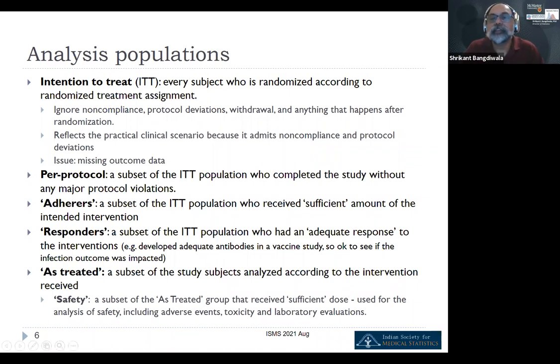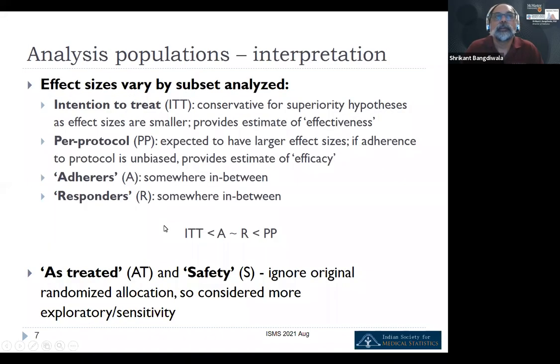So what are the implications of this? We have different analysis populations. The analysis of the study involves, as I said, the intention to treat. That's what you're supposed to do, okay? But people do all of these others. What is the impact of doing all of these others? Well, the effect sizes vary by the subset analyzed. The intention to treat, if you're doing a superiority study, is going to be the most conservative one. Your effect sizes are going to be smaller.